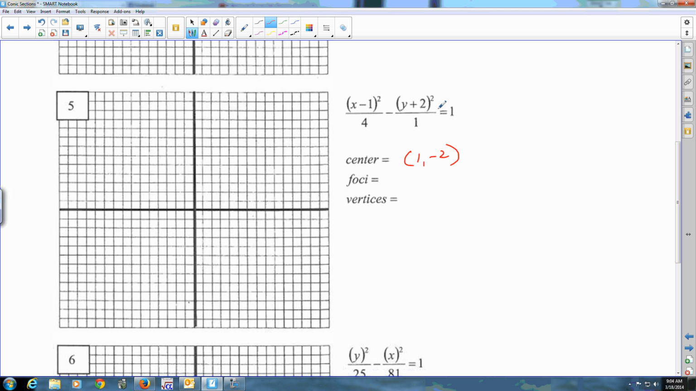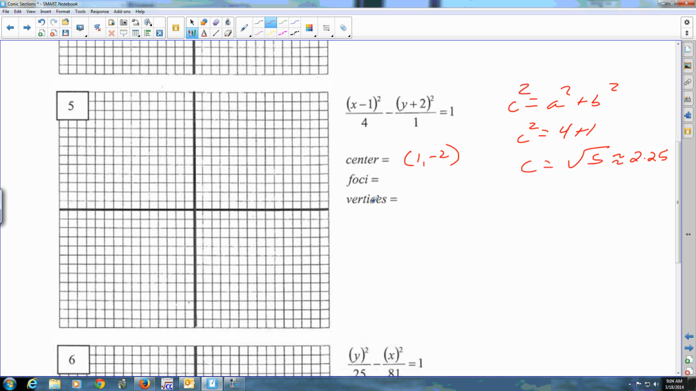The foci, well, we have to find the value of c. So c squared is a squared plus b squared. So c squared is 4 plus 1, so c is equal to the square root of 5. I thought I had that done ahead of time. I didn't, I apologize. So the square root of 5 is about 2 1/4, so that's about 2.25.